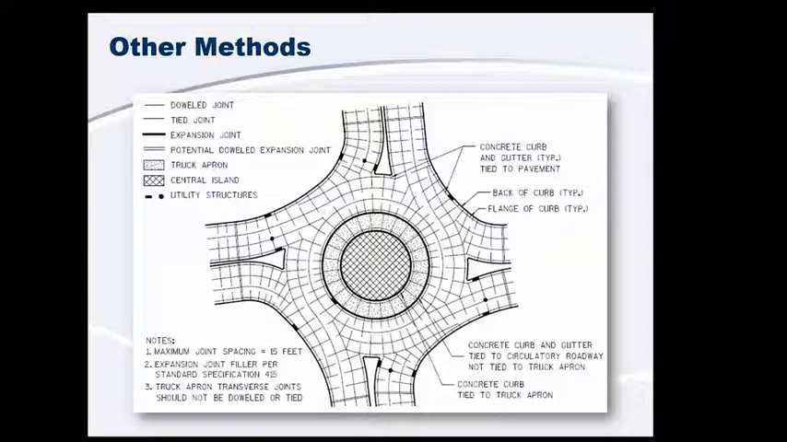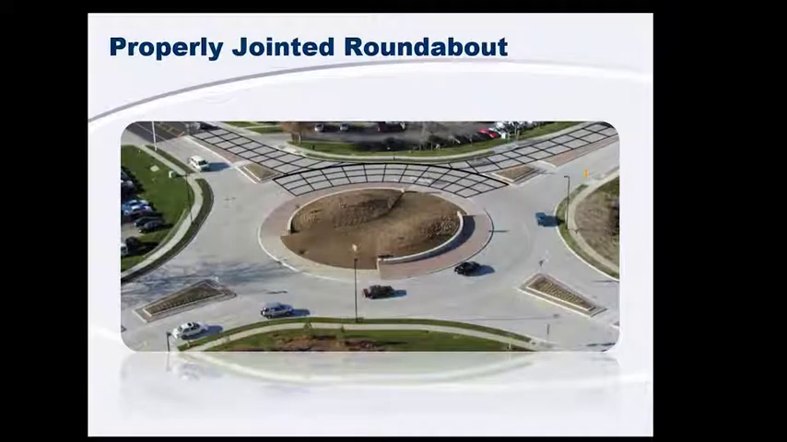It's more popular in Europe, and you can see how each exit leg kind of radiates all the way into the next exit leg, and it kind of goes all the way around in that spirally pattern. So if you do this well, you can end up with a properly jointed roundabout. This is a good example of one from Overland Park, Kansas, just outside of Kansas City.